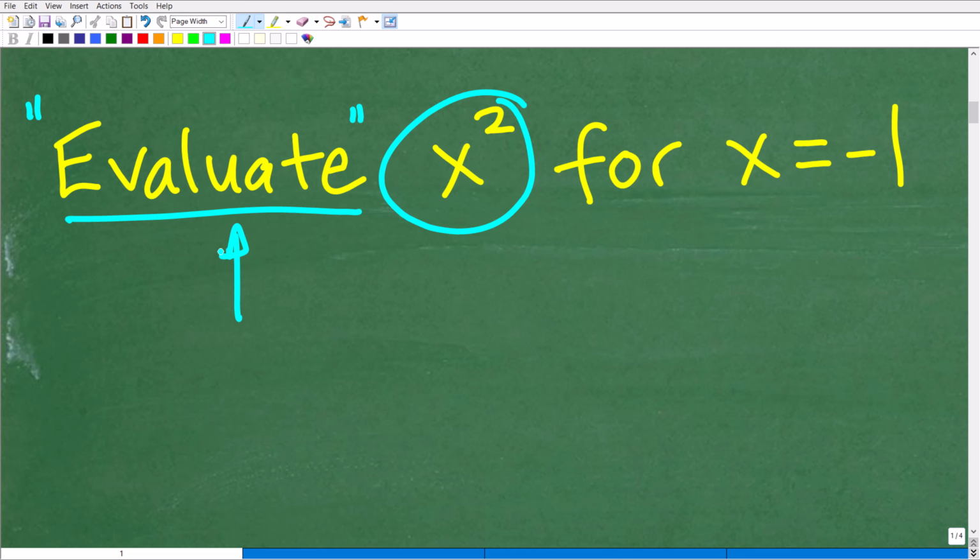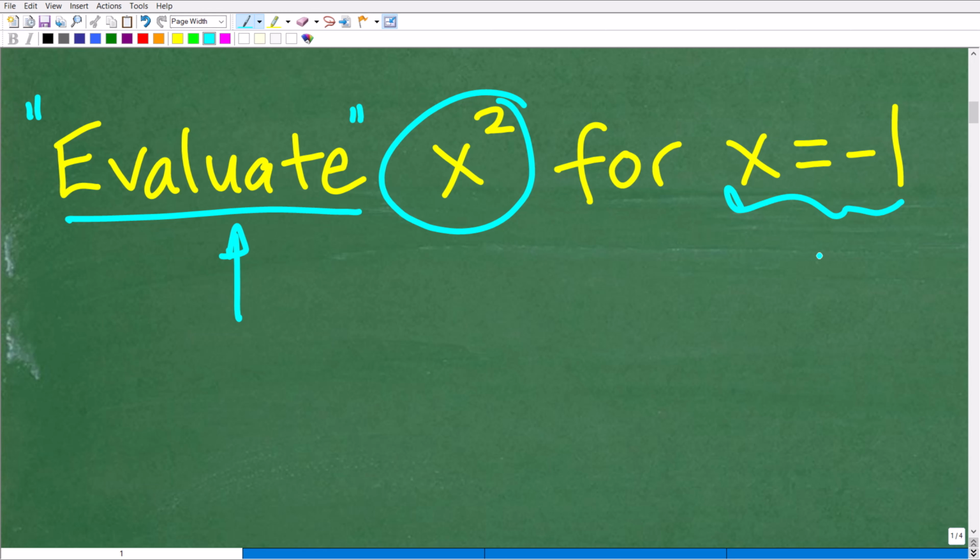Okay, so evaluate means that we're going to assign a value for this variable x. In this case, it's going to be -1, and we want to plug this -1 into this expression and then determine, what is this equal to, all right? So we're going to have to simplify this numeric expression to get some final number. So that's what evaluate means. Take your variable, whatever number is assigned to that variable, and plug it in, and then simplify and get a final number. Okay, so hopefully you're like, yes, I know what that means.